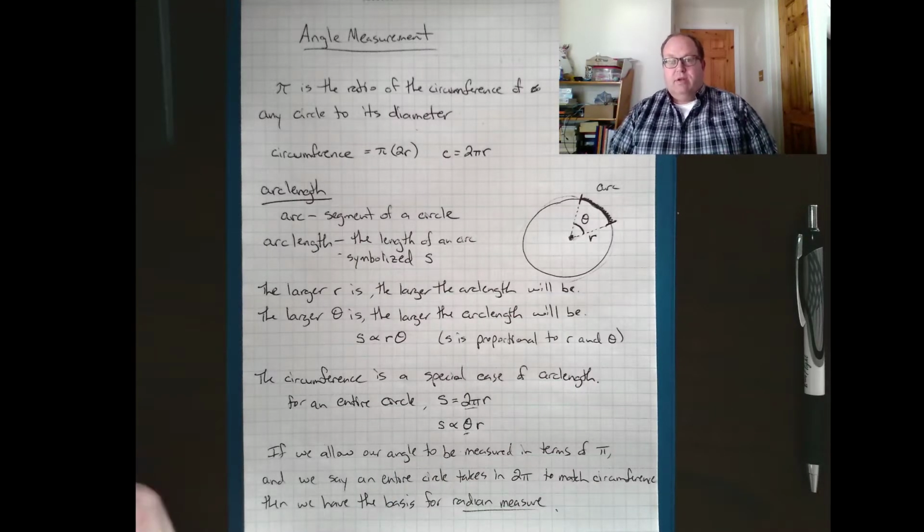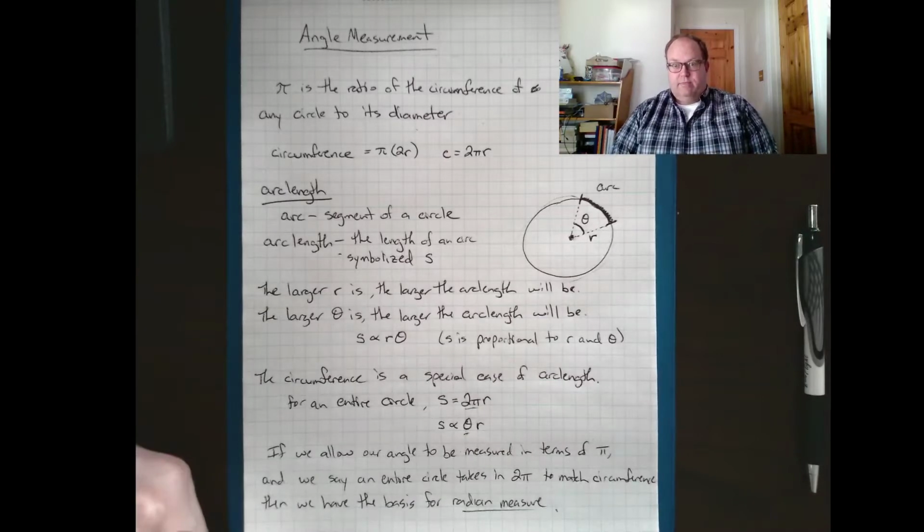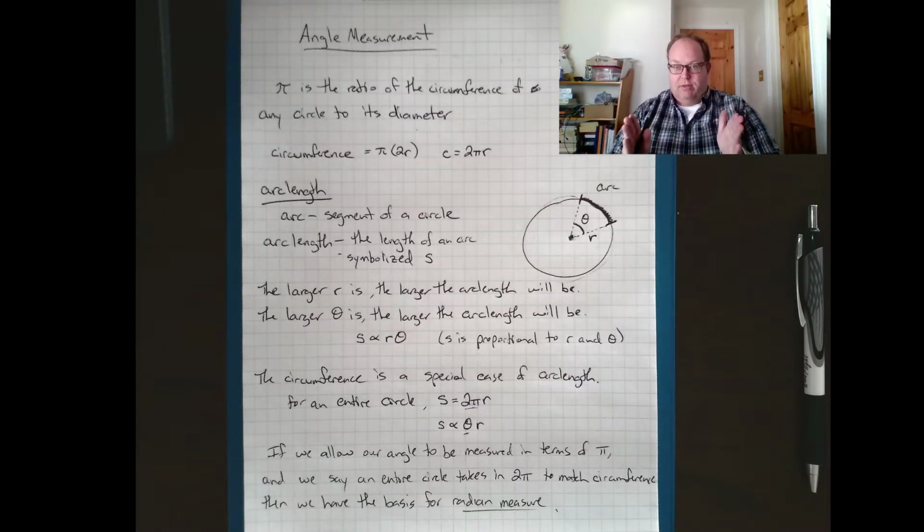And I do want to stress this thing that we're introducing, this radian, is just another way to measure an angle. The same way that inches and centimeters are just two different units to measure a length, degrees and radians are just two different ways to measure an angle. They can be converted back and forth. Radian measure and degree measure both are measuring the same thing, just using different units to do it.